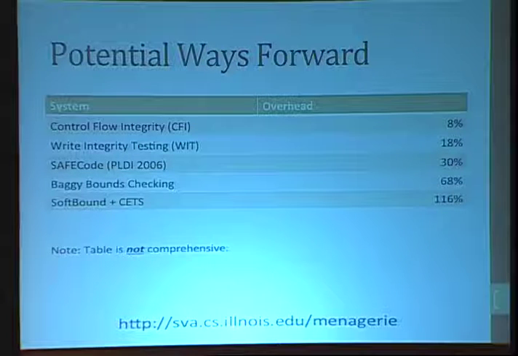If we want to worry about techniques that handle attacks that don't alter control flow, then we might want to look at write integrity testing, or SAFECode as described in the PLDI 2006 paper, which, note, the optimizations in that paper are not yet enabled in the default SAFECode compiler today. Those have 18 and 30% overheads respectively, and those basically ensure that your loads and stores only access a subset of correct memory objects. If we actually want to do bounds checking, where we make sure that pointers don't jump from one memory object into another, that'll be 68% overhead in SoftBound plus CETS.